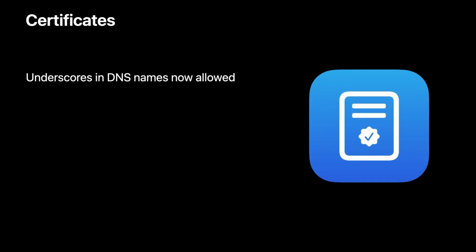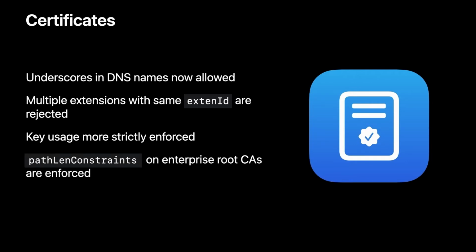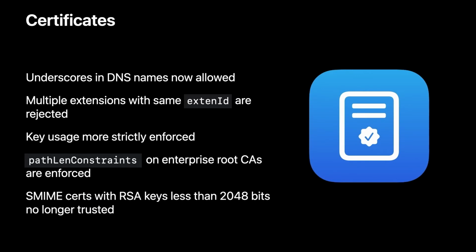There are a number of changes to TLS certificate trust on macOS Monterey. Underscores in DNS names are now allowed. Multiple extensions with the same extend ID are rejected. Key usage is more strictly enforced. And pathlen constraints on enterprise root CAs are enforced. For S/MIME, certificates with RSA keys less than 2048 bits are no longer trusted.